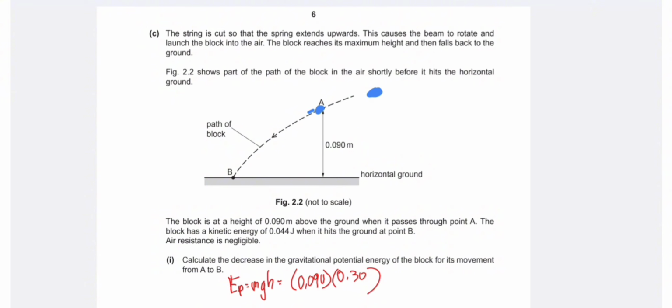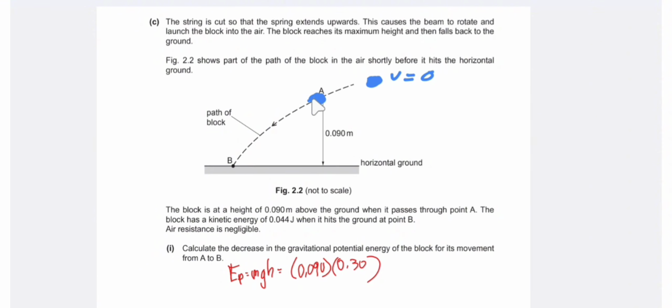We know that at the maximum point, or at the highest point, the velocity is 0. But since the block is not at the highest point, the velocity is not 0. Instead, it obviously has some velocity. At the topmost point the velocity is 0, but it is not mentioned that point A is the topmost point, or the maximum point. So at point A it has some velocity.